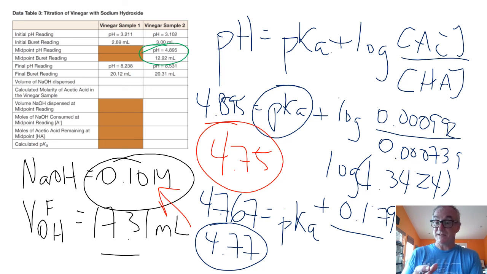So that's how you do it. I've done it for vinegar sample 2. You do it for vinegar sample 3.